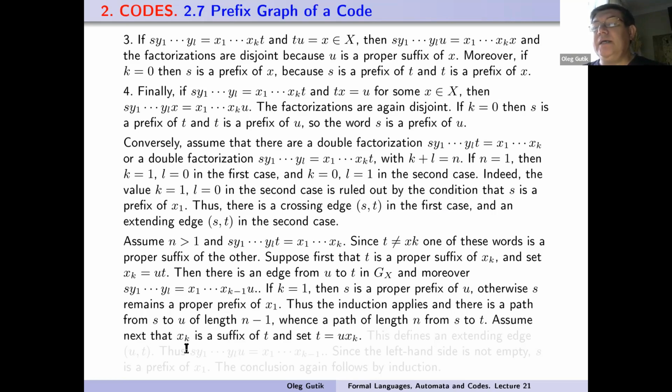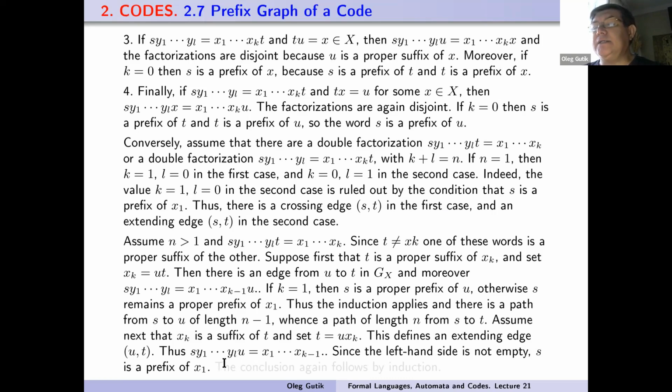Assume next that the word xk is a suffix of the word t and set t equal to u xk. This defines an extended edge u t. Thus, we have that the word s y1 so on yl u is equal to x1 so on x k minus 1. Since the left hand side is not empty, the word s is a prefix of the word x1. The conclusion follows again by induction.